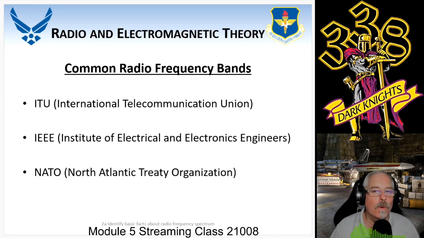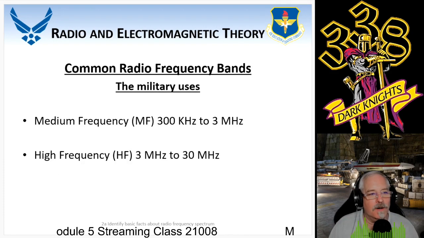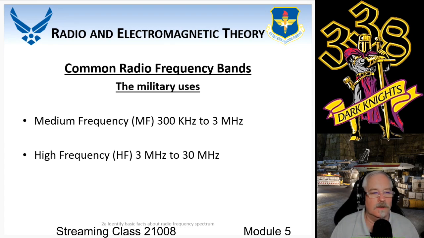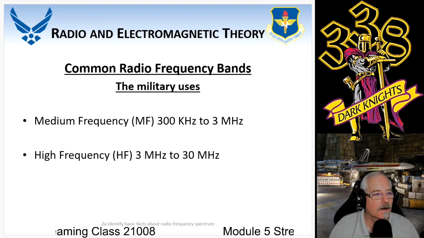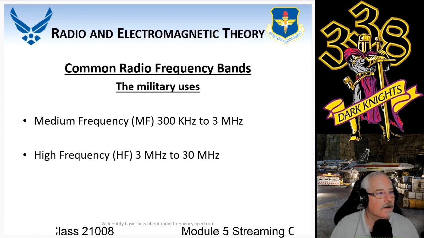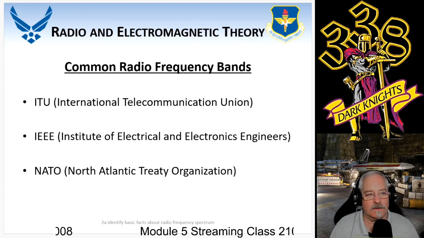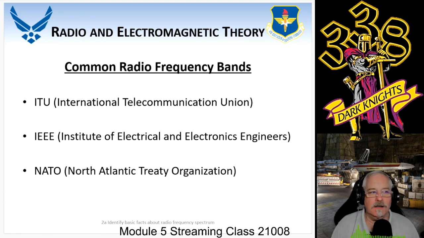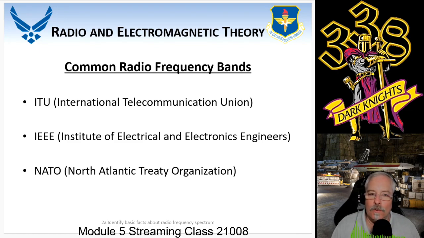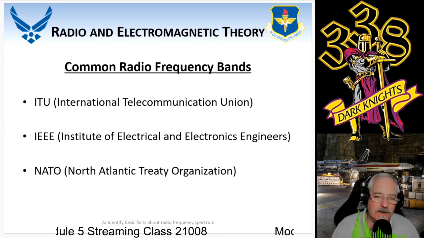We're going to show you what we, as the military, pay attention to. So we have the medium frequency, which is normally 300 kilohertz to 3 megahertz. This is all the military side. We have the high frequency, 3 megahertz to 30 megahertz. Now, why are we pointing this out to you? Well, if you take a look at these three here, you have the ITU, International Telecommunication Union, and the IEEE. Normally, those two ranges are identical, but NATO changes them.